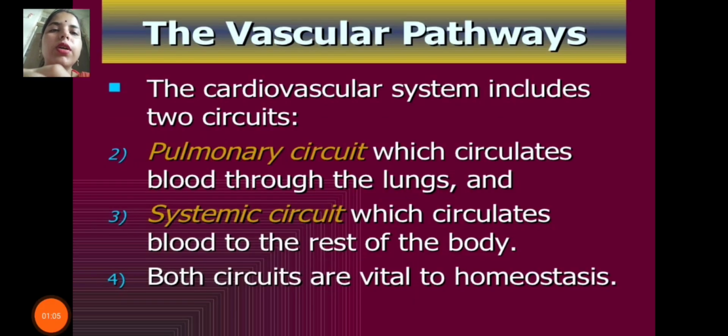Next is the vascular pathway. The cardiovascular system includes two circuits. First is the pulmonary circuit, second is the systemic circuit. The pulmonary circuit circulates blood through the lungs and the systemic circuit circulates blood to the rest of the body. Both circuits are vital to homeostasis.